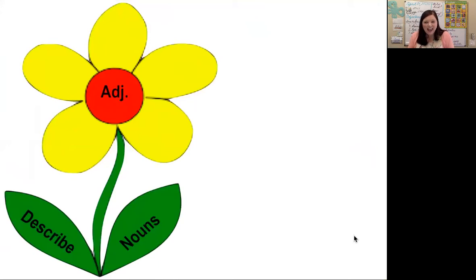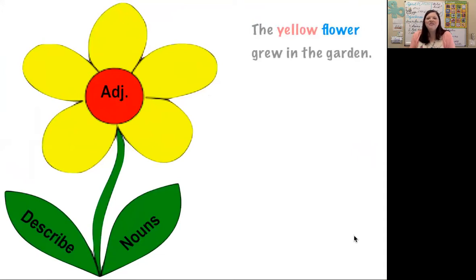Let me show you how an adjective can answer those 5 questions. I have 5 sentences I'd like to share with you. The yellow flower grew in the garden. Notice that I put flower in blue, my favorite color. That's the noun. Now, we could describe the flower by asking ourselves, well, which one? It's the yellow one. It paints a better picture in our mind of what the flower looks like. Yellow is describing flower. I could take yellow out and the sentence would still make sense. It just makes it more vivid in our mind when we put an adjective inside that sentence.